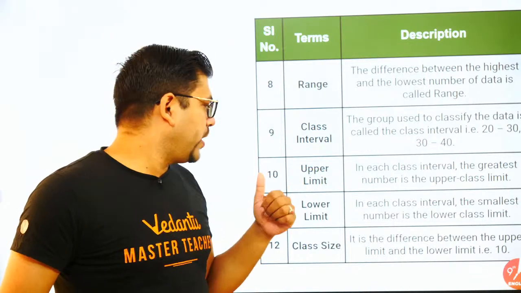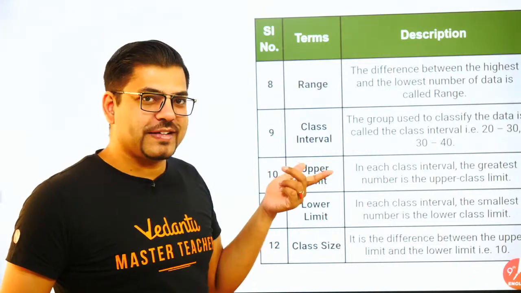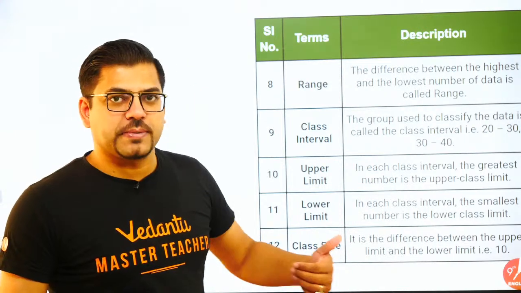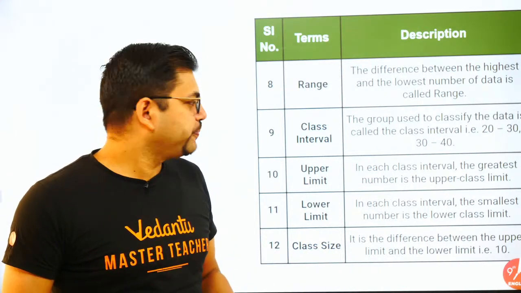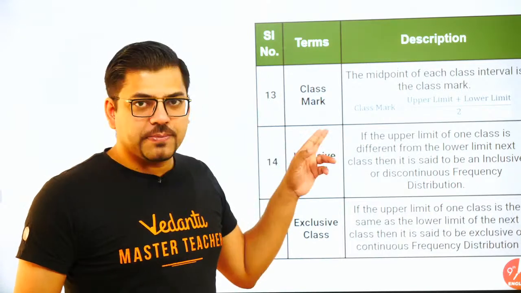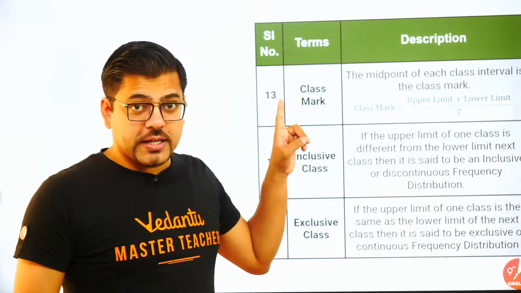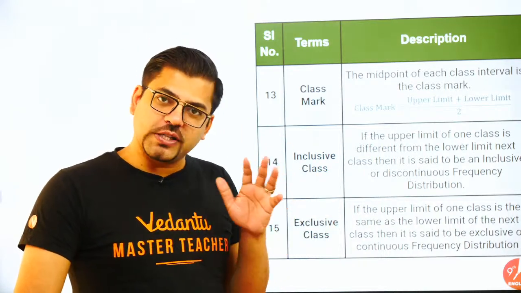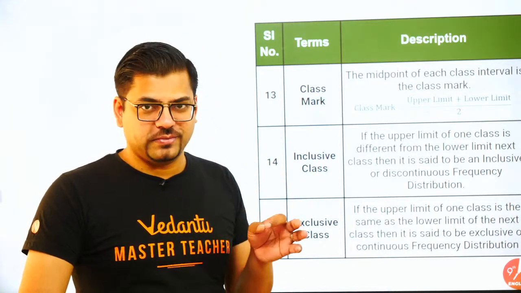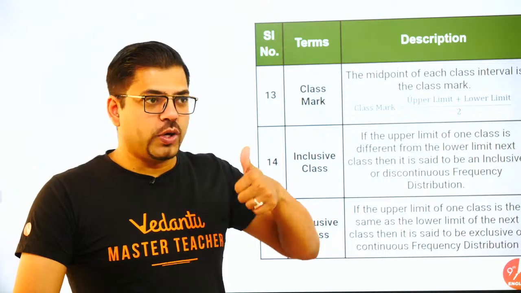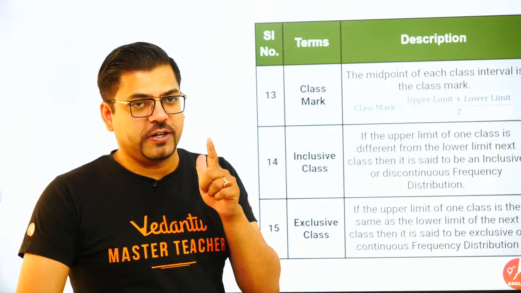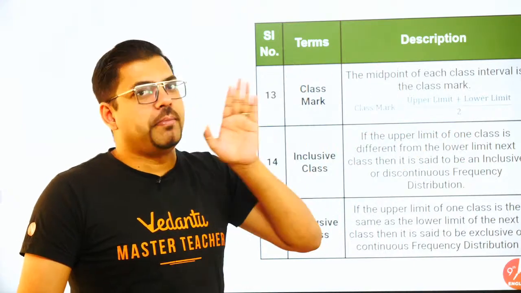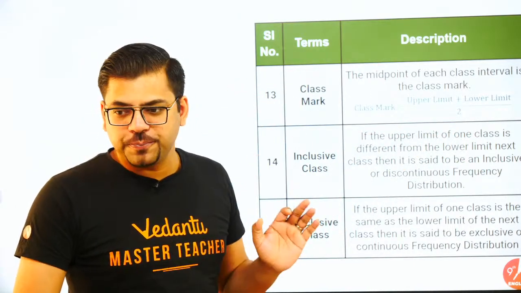Class interval already done. Upper limit of the class interval, lower limit of the class interval, and class size. So it's minus again, the same thing. Now class mark. This is important because you will have to use it every time you find the mean, since in mean xi is required, even if you do it by the direct method or the assumed mean method. So class mark is upper limit plus lower limit divided by 2, the middle value of the class interval.